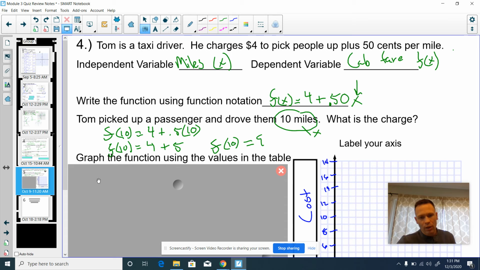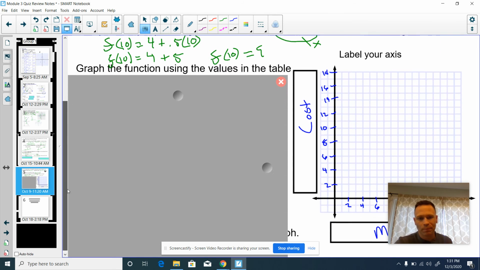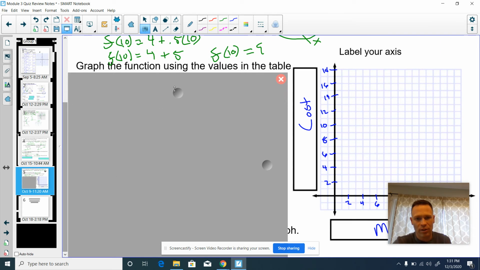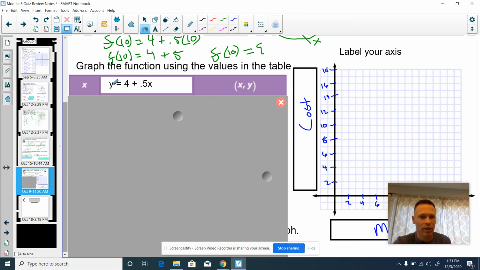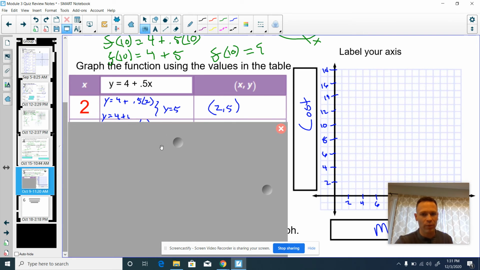Okay. Now we want to graph the function. I already have all the stuff entered here, but the function we're dealing with is y is equal to 4 plus 0.5x. All I'm doing is substituting these x values in, getting y values, and graphing. My first value is 2. So it's 0.5 times 2, which is 1, plus 4, which is 5. So I have the point 2, 5, according to my scale here. You might have a different scale.